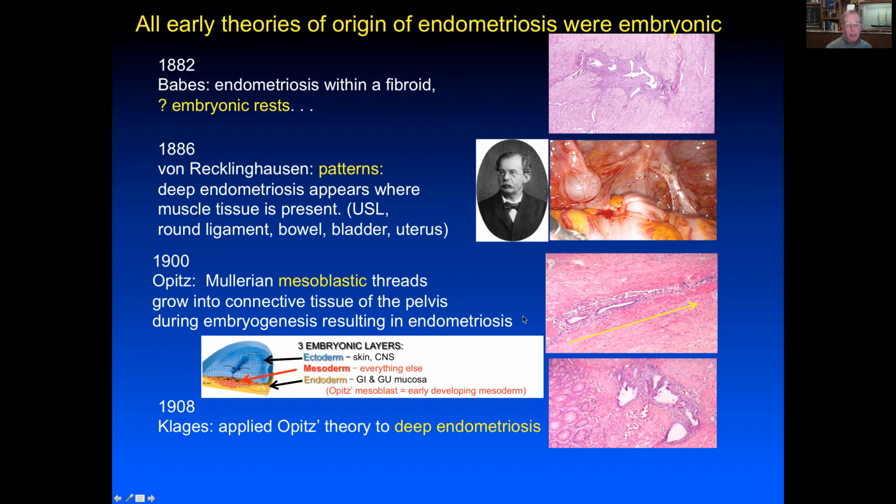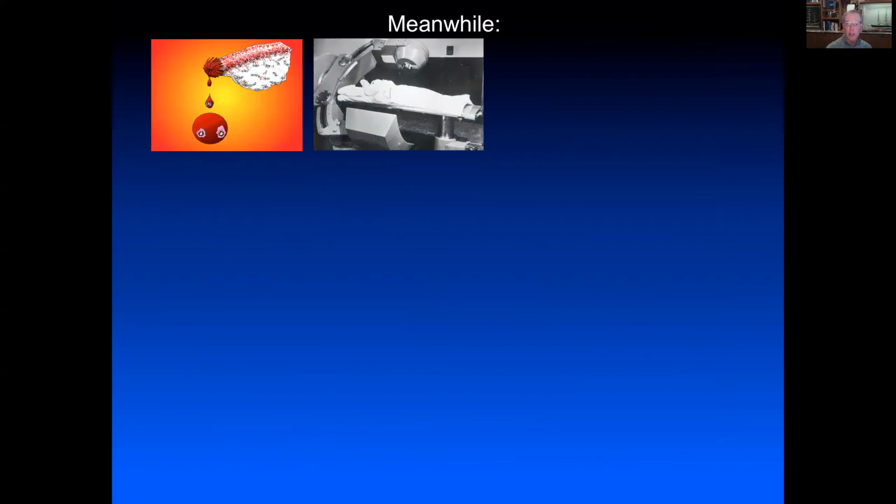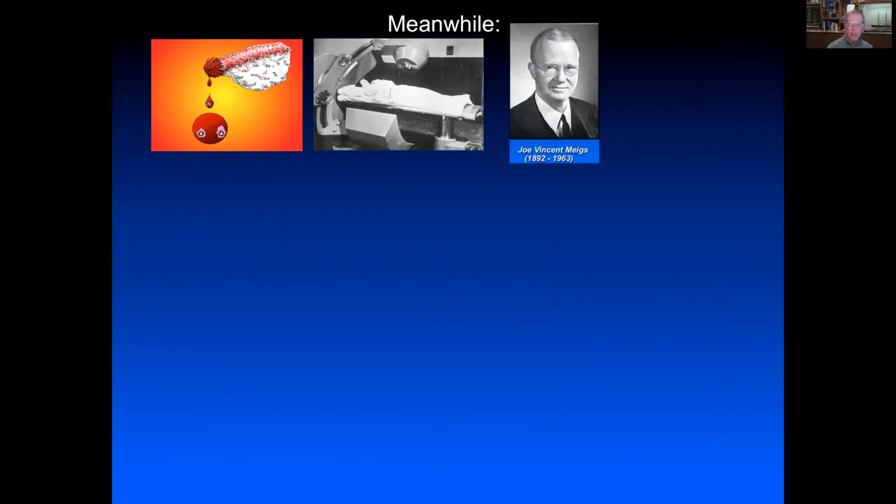But in 1908, Klage applied Opitz's theory to deep endometriosis, and all the questions of origin were answered. And there things sat, but plausible genetic support was lacking. Meanwhile, in the 1920s, a theory of origin of endometriosis based on cartoons was advanced. In the 1930s, women's ovaries were being destroyed with radiation to treat endometriosis. In the 1940s, some surgeons were taking endometriosis out of the pelvis and doing conservative surgery, causing Joe Meggs to say that it could be cured.